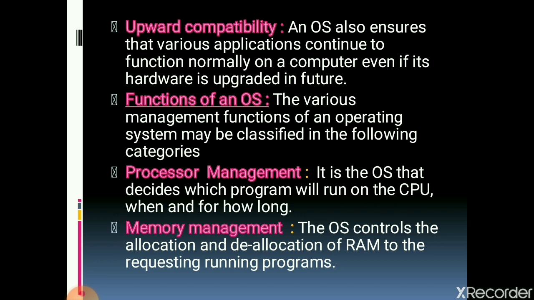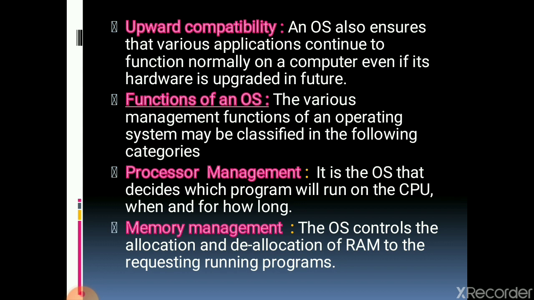And next, we are going to look at the functions of an operating system. The various management functions of an operating system may be classified in the following categories. The first one is processor management. It is the operating system that decides which program will run on the CPU, when, and for how long. In processor management, the CPU is the main component that executes the instructions given to the computer.